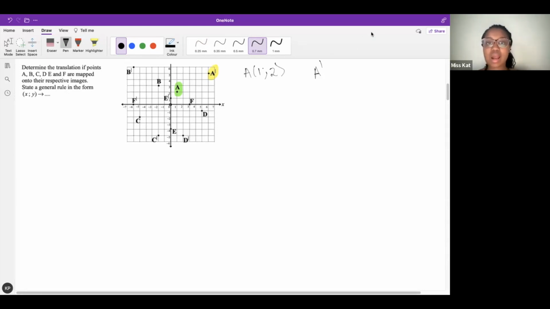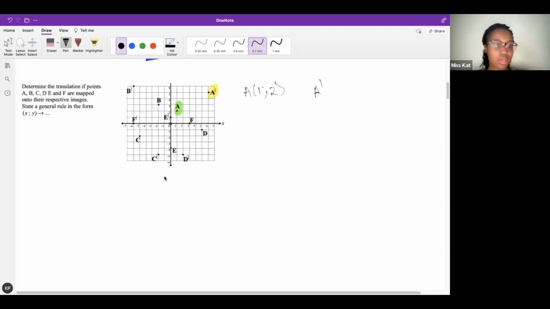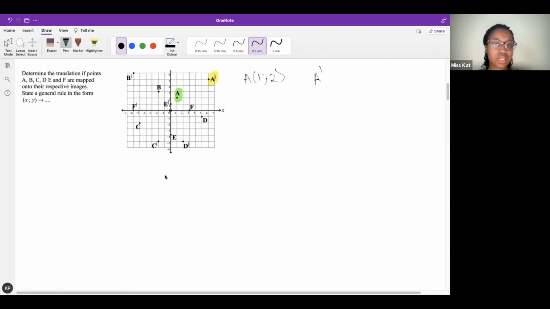Now we're looking for the coordinates of the yellow one, which is A prime. What are the coordinates of the yellow one? Anyone? 6, 5. Thank you.